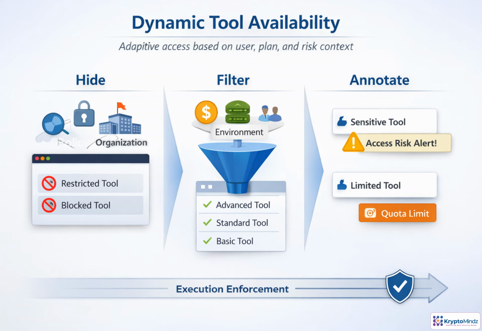Dynamic tool availability is like giving each caller a toolbox that matches their context. A basic user may never see administrative or restricted tools, which reduces confusion and accidental misuse. Tenant, environment, and plan can filter the catalog further. So staging, production, free plans, and enterprise plans expose different options. For sensitive tools, the server can add annotations such as warnings, quota limits, or conditions the model should consider. Just keep the distinction clear. Visibility guides behavior, but it is not security by itself. Every tool call still needs authorization when it executes.